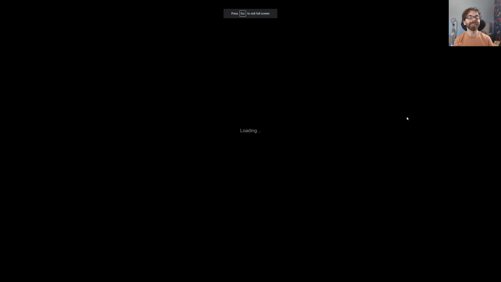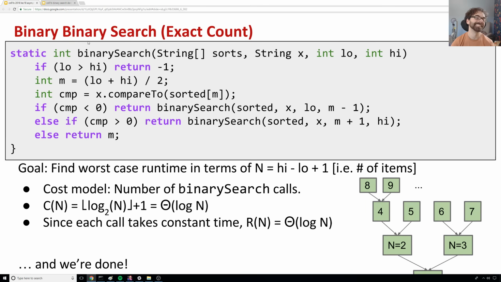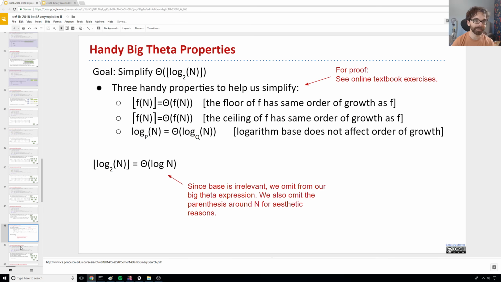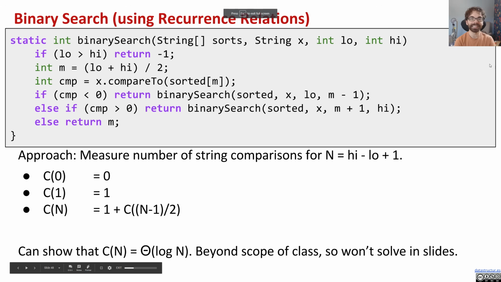Okay, so since each call takes constant time, that means that the runtime overall will be theta log n. And that's it. We're done. We have found, and now we see binary search. Okay. Well, it's getting a little silly to keep fixing things, but we're friends here, right? Now, is that on other slides? No. Okay, good. Okay. So we're done. We found that binary search is theta log n.